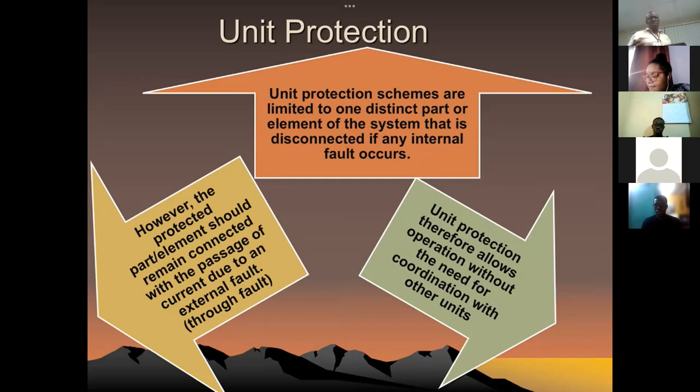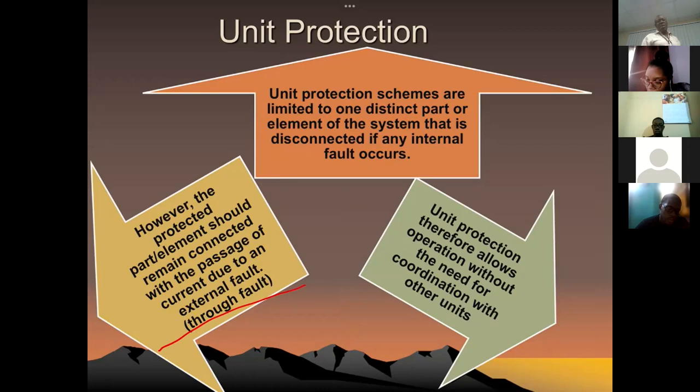But at the same time, and I think we have said it before, maybe not formally, you want to ensure that faults which are external to the equipment or the portion of the network that they are protecting, you want them to remain in operation. Remain in operation if you have faults that are external. And we kept referring to that as through fault currents.